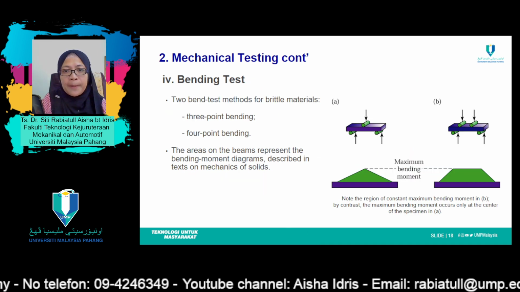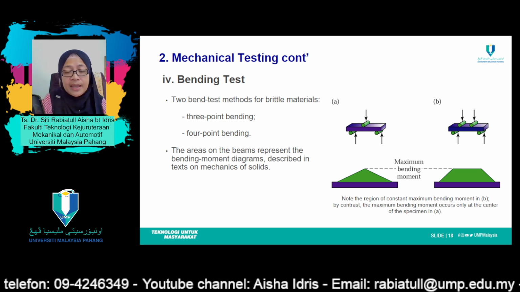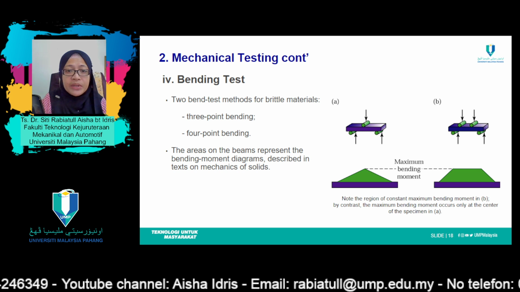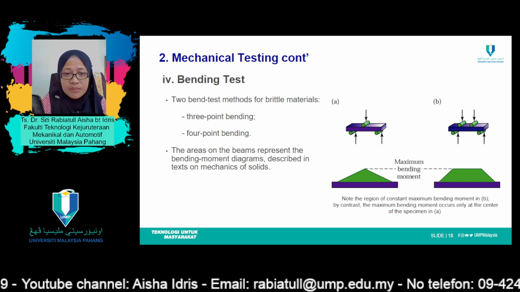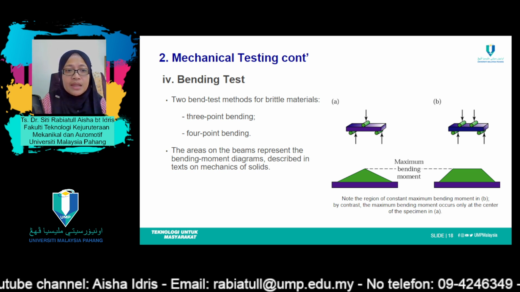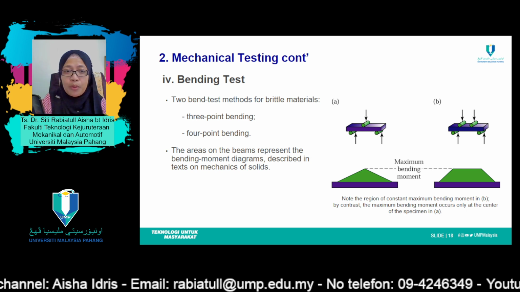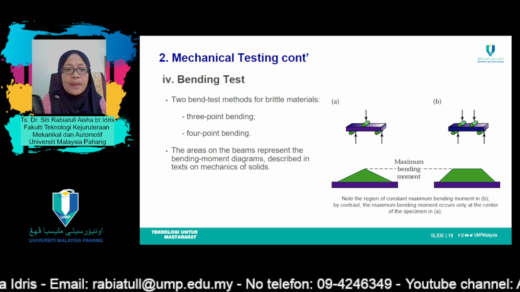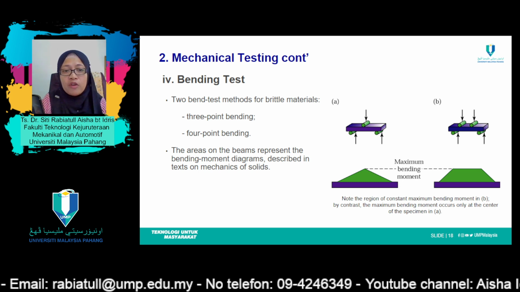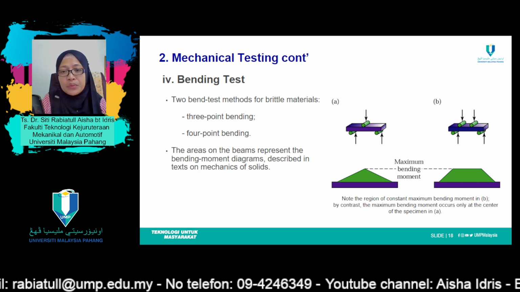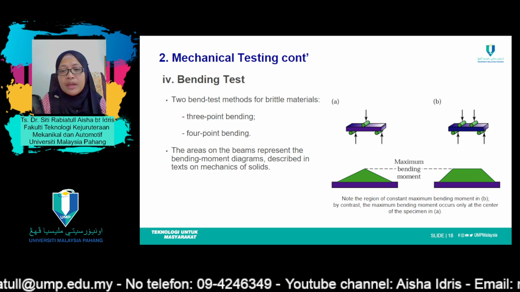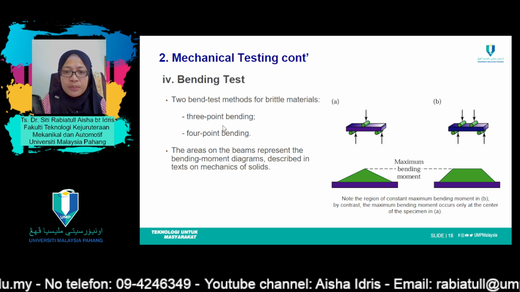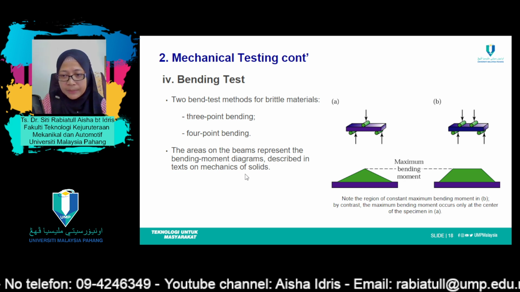Number 4 is bending testing. Bending test is a method of testing materials for their bending strength and other important properties. This materials testing is used for plastic, fiber reinforced plastic, metals, and ceramic materials. It can be divided into two, which is 3-point bending and 4-point bending.